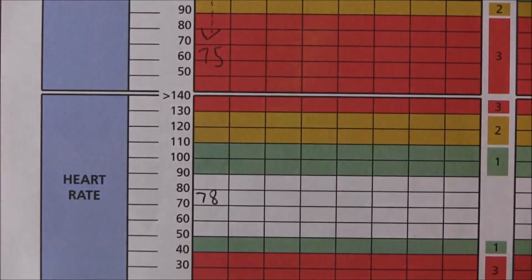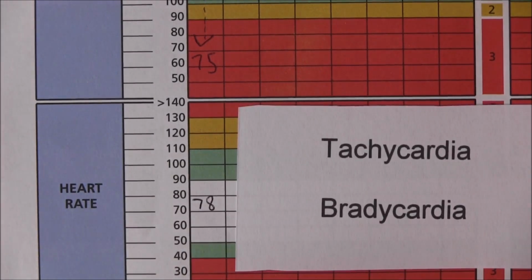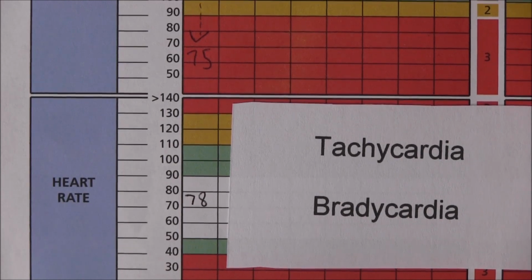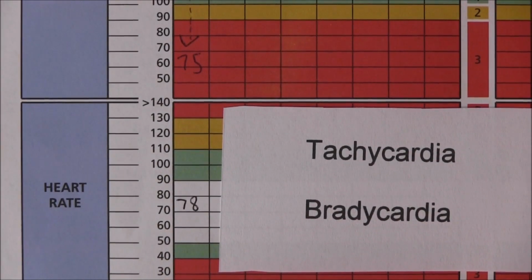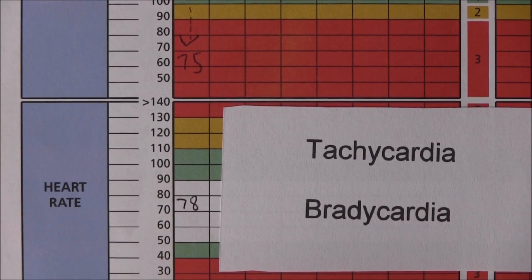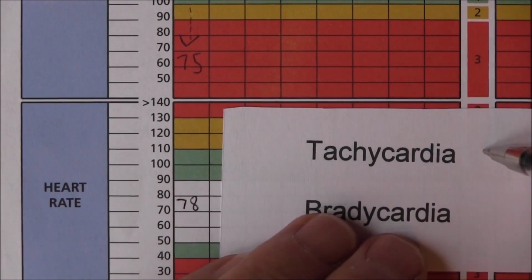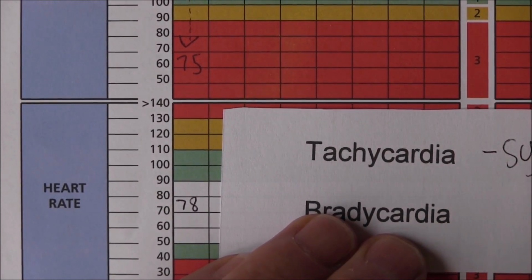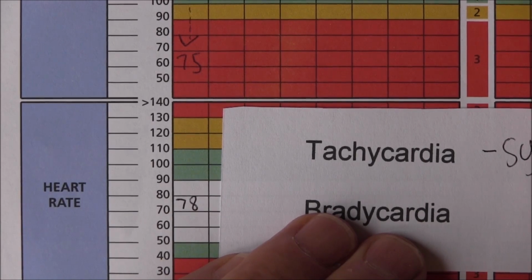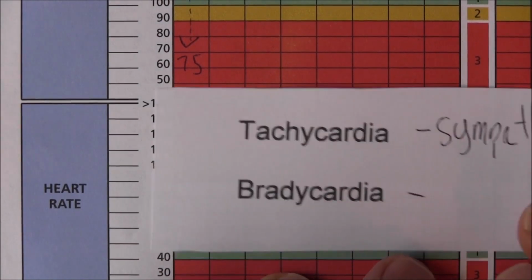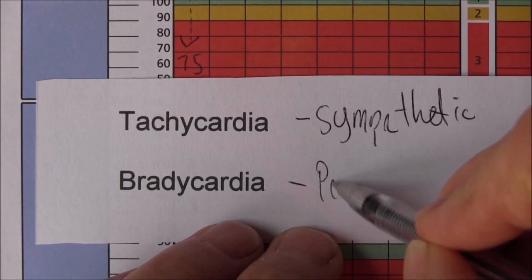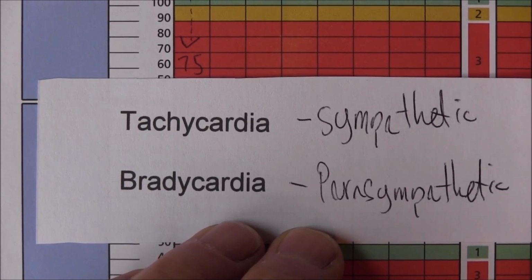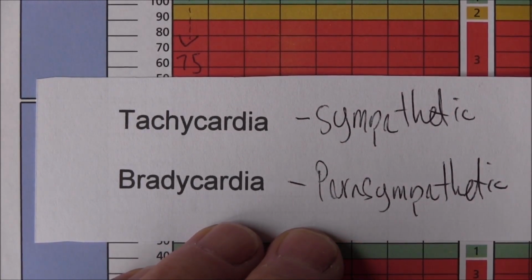But thinking particularly about heart rate, tachycardia, fast heart rate, bradycardia, low heart rate. So tachy fast, brady slow again. So again, tachycardia is a sympathetic activity. So that would be normal in emergencies, excitement, exercise. Bradycardia is a parasympathetic activity. So again, that would be normal in rest, relaxation. It aids the digestive processes.